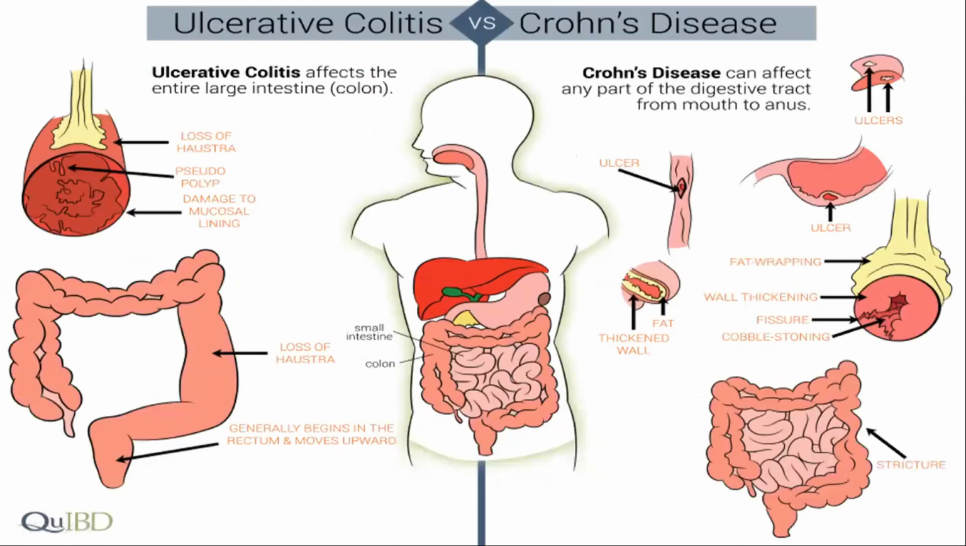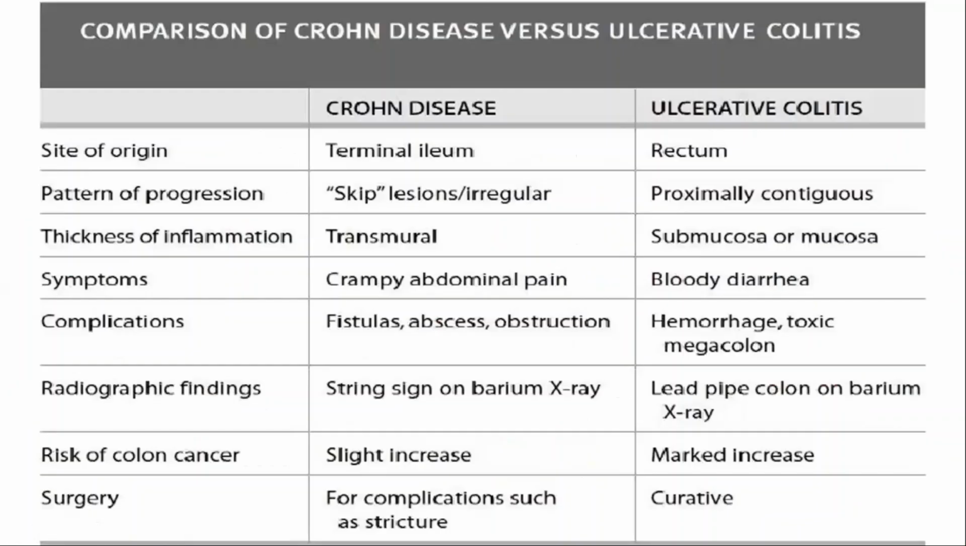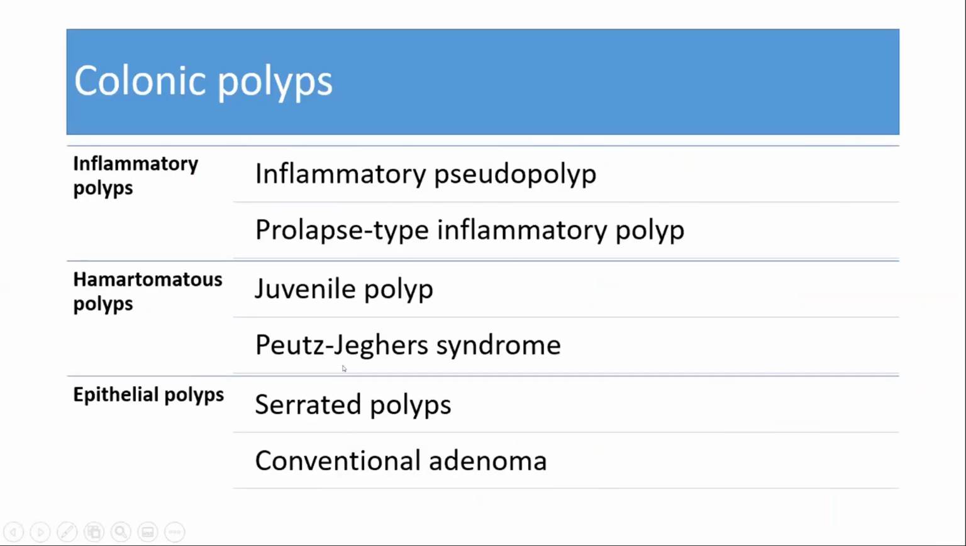All right, so this is just to show you the summary of IBD, and also Crohn's disease. As I mentioned, Crohn's can affect from mouth to anus. So again, here is another comparison of Crohn's versus ulcerative colitis. Okay, so that's about inflammatory bowel disease.